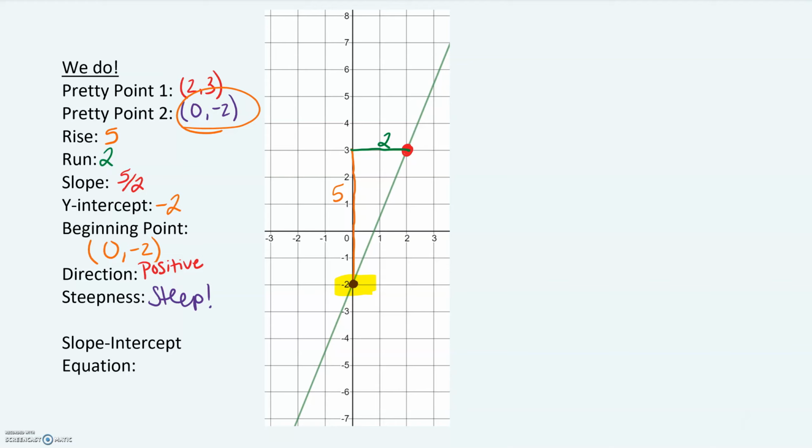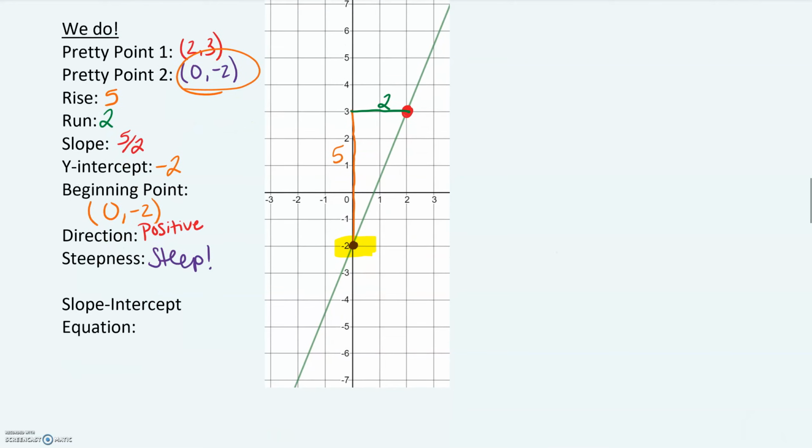So now all that's left to do is to write all of this information into our slope-intercept equation, which is pretty simple. We are going to say that y equals our m, which is our slope, so 5/2 x, plus our y-intercept, which is -2. Now you can either write plus -2, that's definitely an option, or you can just say -2, which is how we're going to see it most of the time. So our slope-intercept equation is y equals 5/2 x minus 2.